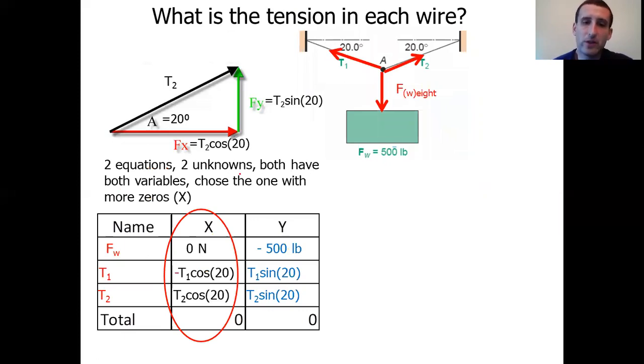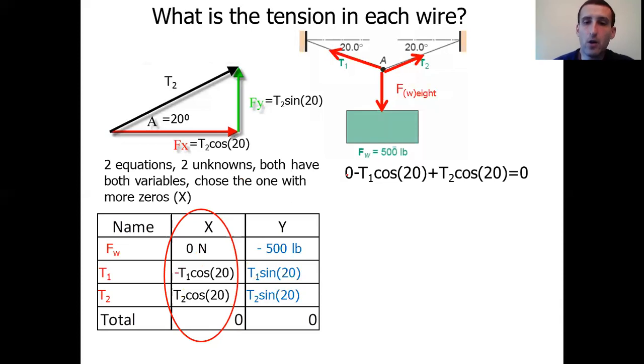So we have two equations, two unknowns. This time, both of our equations have both variables. So when that happens, see, we got T1, T2, T1, T2. When that happens, we're going to choose the one that has more zeros, and we're going to go with it. So here we've got both variables, but we've got another number. Here we got both variables and a 0. So that's going to make this one easier to solve. So we're going to go with the x one first.